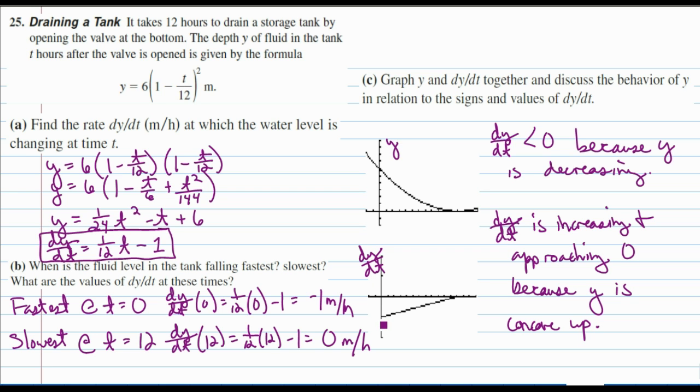dy/dt is negative because y is decreasing. So those slopes are negative. y is going down. However, those slopes are getting bigger. The slopes are increasing because y is concave up. If y was concave down, those slopes would start out at 0 and go negative and more negative, so they would decrease. That's concave down. Concave up, the derivative values are increasing.